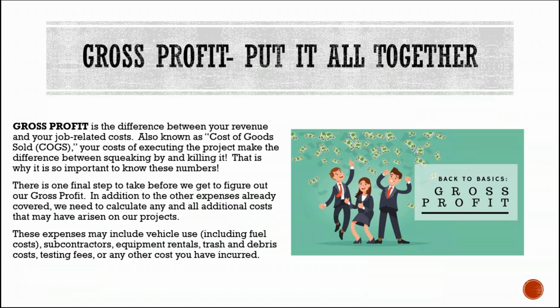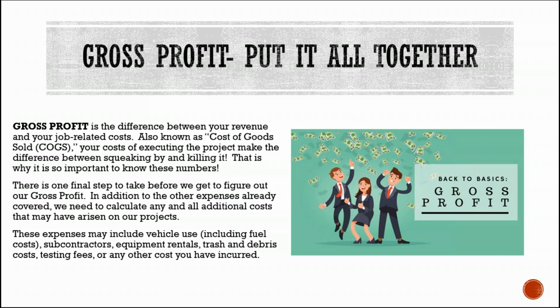Gross profit, as you may or may not know, is the difference between what your revenue number is and what your costs are for doing that project. Also known as cost of goods sold, these costs of executing the project make your difference between squeaking by and killing it. All the rest of your expenses in your company are what we call fixed costs.